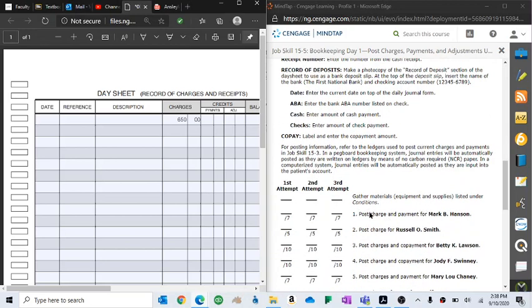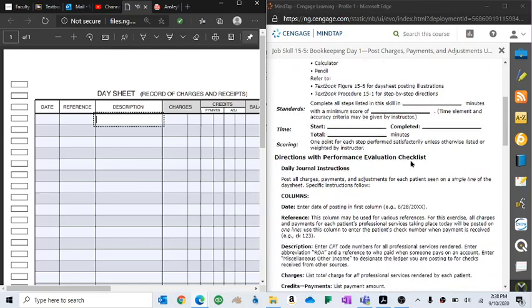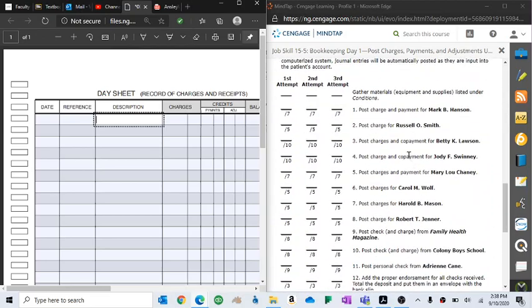So then it tells you post charge of payment for Mark B. Hansen. So what you're going to do is you're going to go back to your ledger cards and you're going to reference Mark B. Hansen. You're going to go back to your job skills, reference everything you have on Hansen, and then you're going to post one single line of everything that we have for Hansen. If you have any questions, once again, let me know. You're going to do that for each person down here, okay? Thank you.